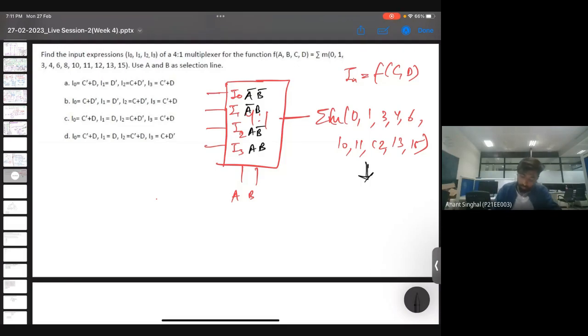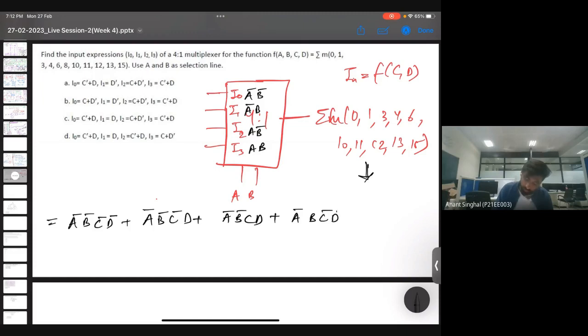So first we need to expand this. So I'm slowly writing all the terms. Maybe you can try side by side. So first one will be a bar, b bar, c bar, d bar. You can tell me if I have written anything wrong. Then this will be d. Then it is 0, 0, 1, 1. Then 4 is 0, 1, 0, 0. Then 6 is 0, 1, 1, 0. And 10 is 1, 0, 1, 0.